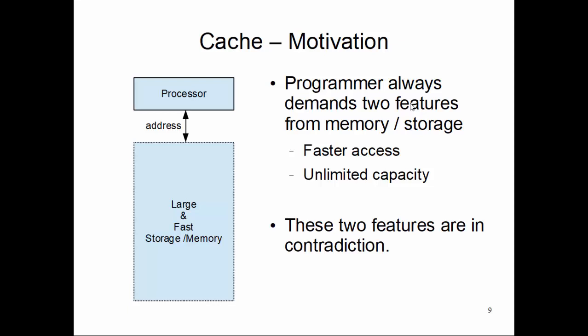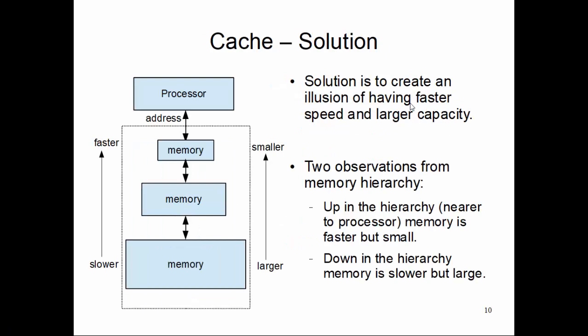But these two features, if you recall the characteristics of the memory hierarchy, are already in contradiction. A faster memory is smaller in size because it's very costly, whereas unlimited capacity is practically the cheapest but also the slowest. So what can we do? The solution is to create an illusion of having a faster speed and larger capacity.